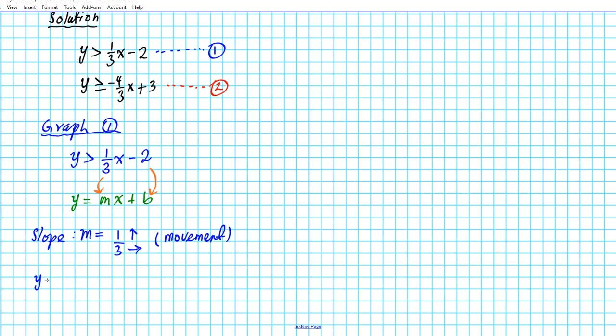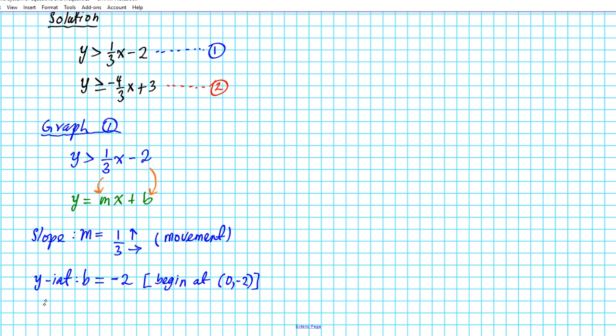Next, we have the y-intercept. The y-intercept is the b value. The b value, as you can see here, is negative 2. And this is basically where you start on the y-axis. So think about b for begin. You begin at the point (0, -2) on the y-axis. So the y-intercept of negative 2 graphically is (0, -2).